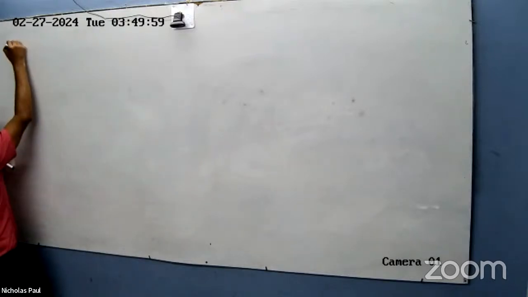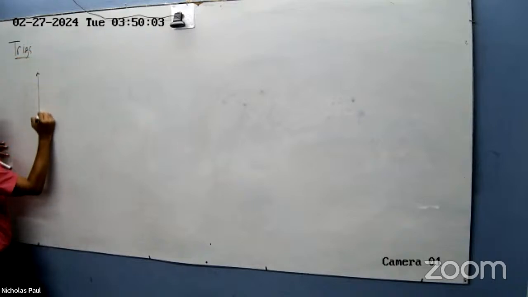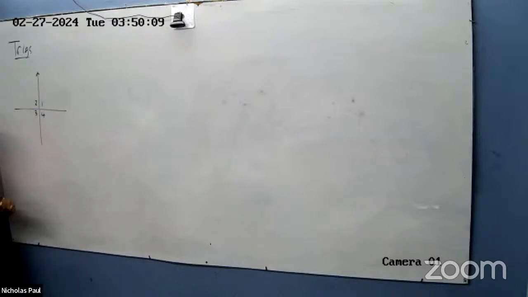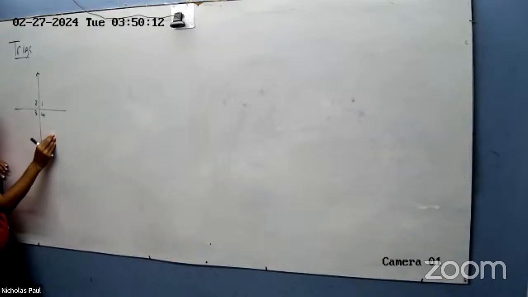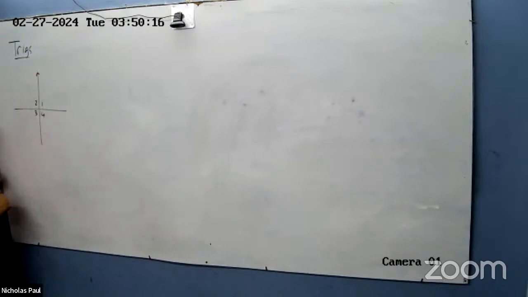All right, so again, as I said, we start in trig. We're just reviewing everything in trig. So you have your first quadrant, second quadrant, third, fourth. You have to remember what is positive in each one, and then we'll talk about how to get the values in each one.